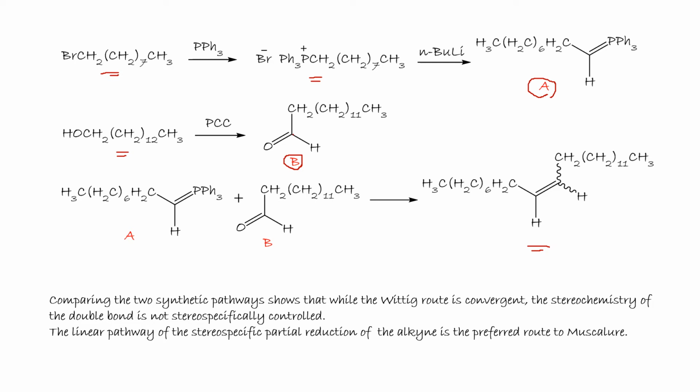Comparing the two synthetic pathways shows that while the Wittig route is convergent, the stereochemistry of the double bond is not stereospecifically controlled. The linear pathway of the stereospecific partial reduction of the alkyne is then the preferred route to muscalure.